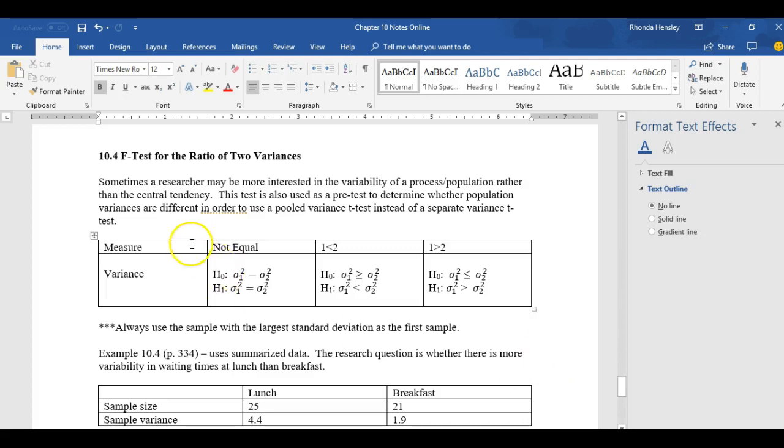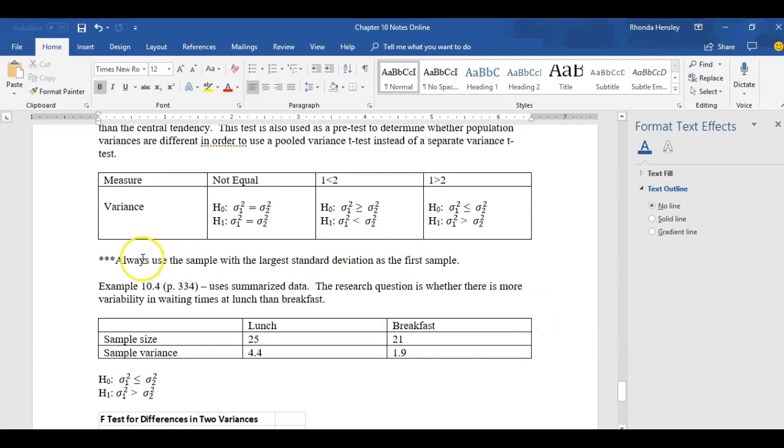The form of the measure is always the same as it was, except you're checking a variance instead of a mean or a proportion. And the book says, and we'll stick with this because I think they do this for calculation purposes using an F distribution, that the sample with the largest standard deviation should be the first sample. I do not know why, but that's the rule here.